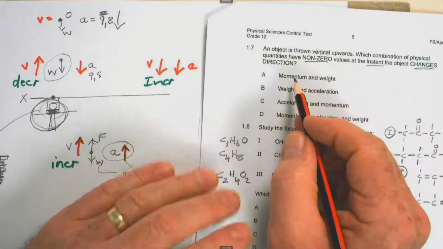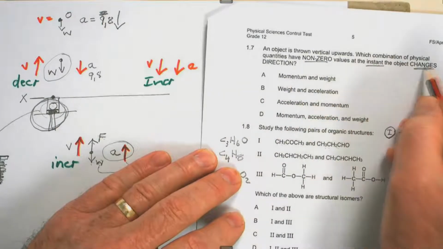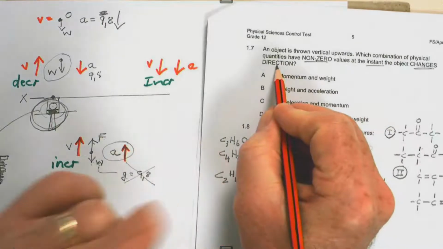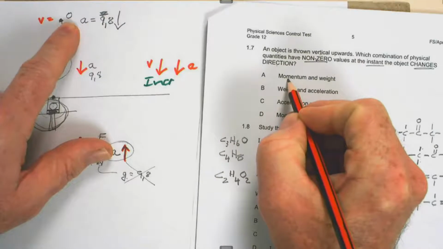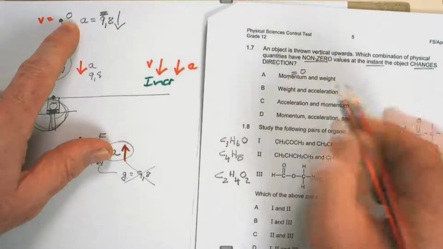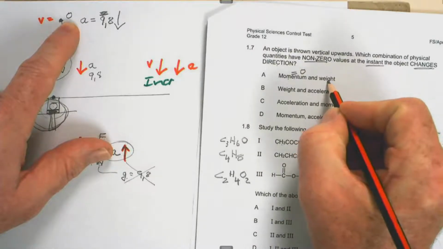Okay, so let's look at 1.7. Non-zero values. Now momentum, at the instant the object changes velocity or the direction. Remember, when it changes direction, at that moment the velocity is 0. Now momentum is mass times velocity. So this one is going to be 0. What about the weight? Well, whether it moves or not, the weight is not 0.